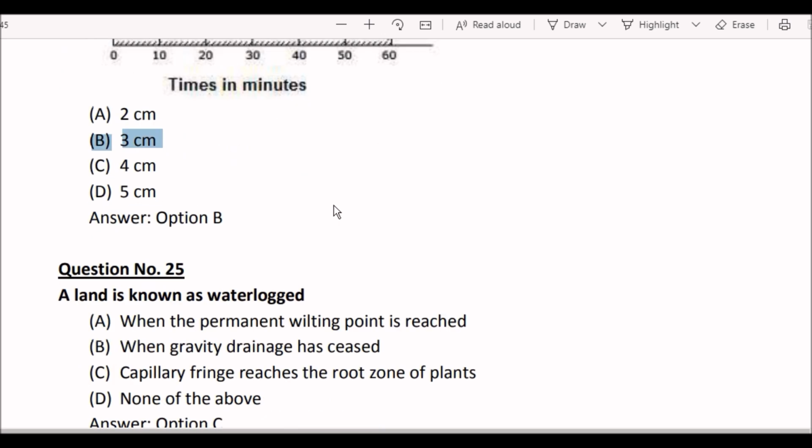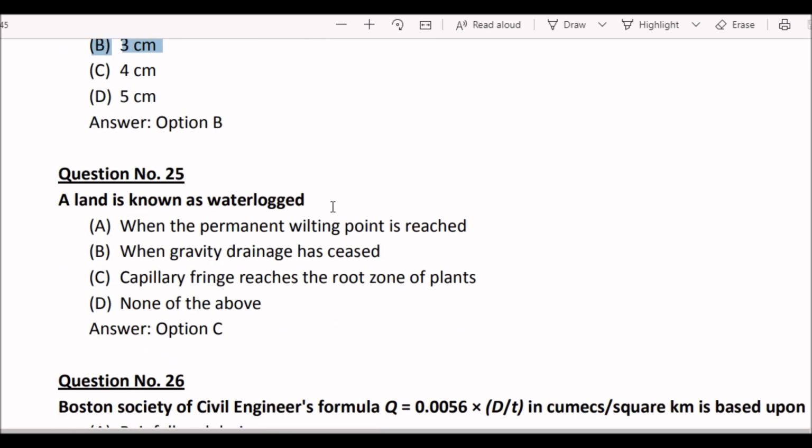Okay, next question. A land is known as waterlogged. Option A. When the permanent wilting point is reached. Option B. When gravity drainage has ceased. Option C. Capillary fringe reaches the root zone of plants. Option D. None of the above. Right answer is option C. Capillary fringe reaches the root zone of plants.